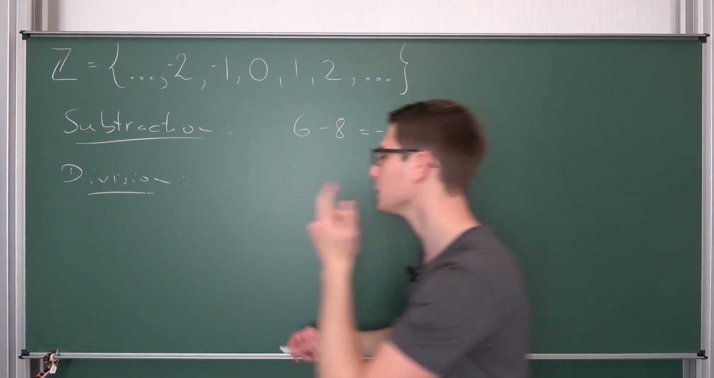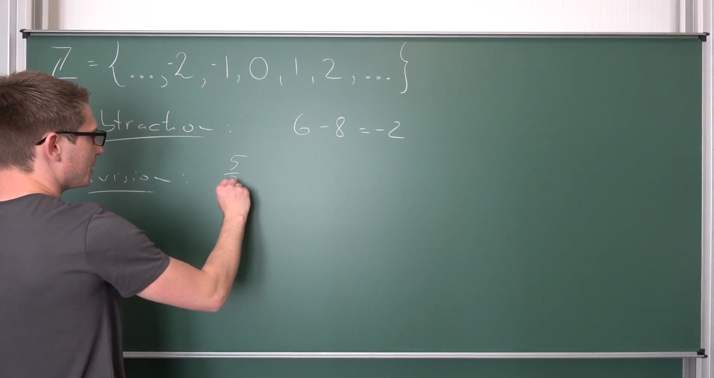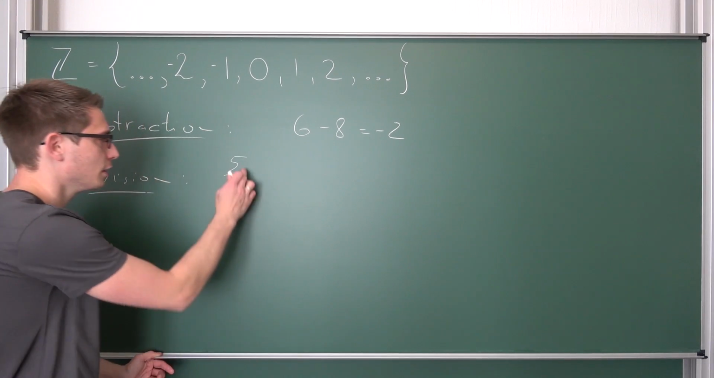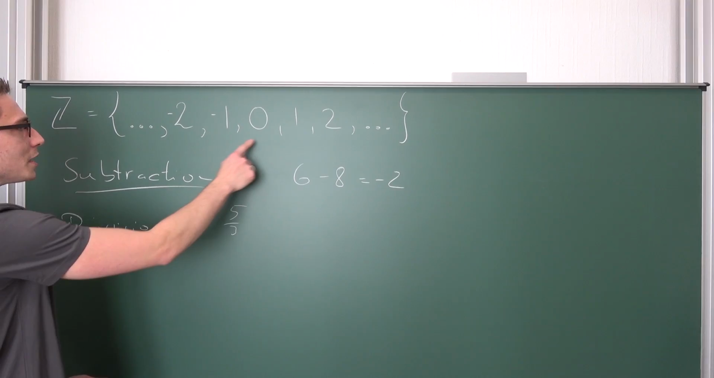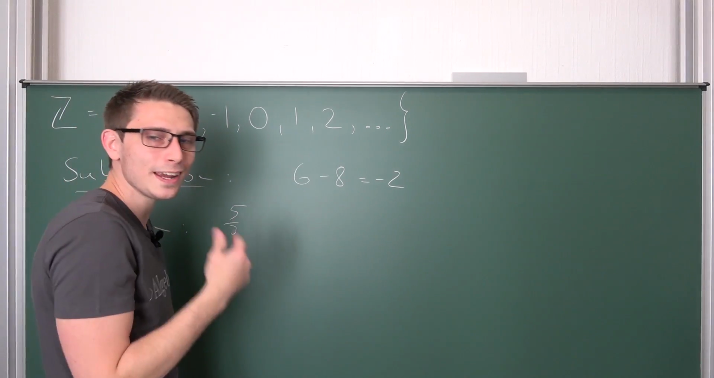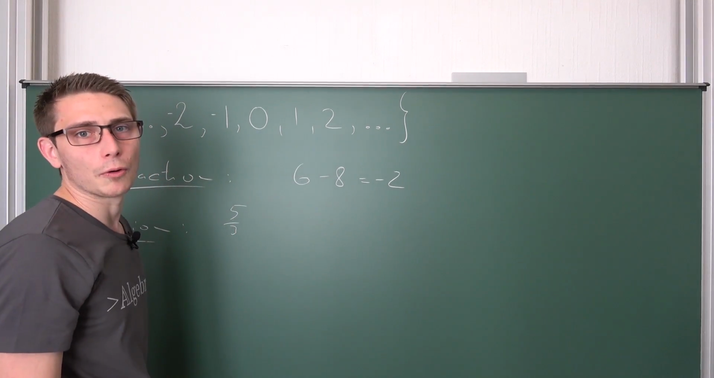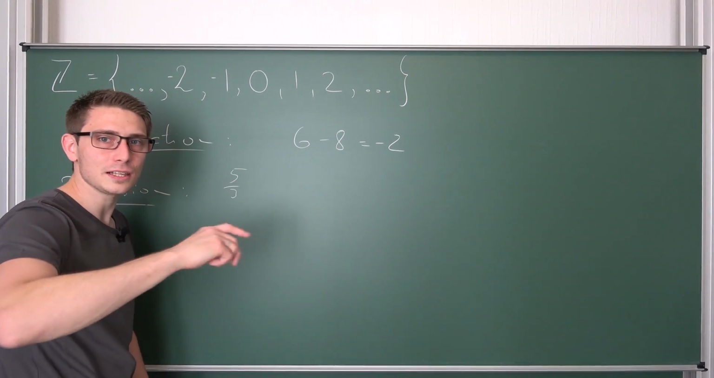But what about division? I mean, what about 5 over 3 yet again? Just a simple counter example. It's a bit less than 2. It's a bit more than 1. So it's kind of here somewhere. Doesn't work out, okay? Division does still not work out.